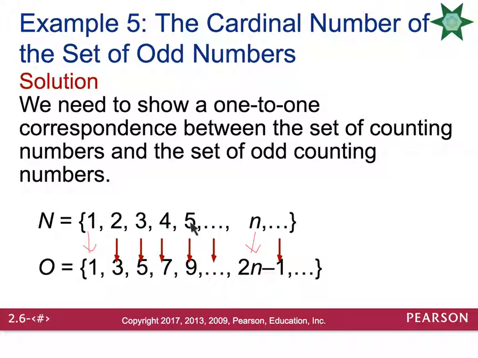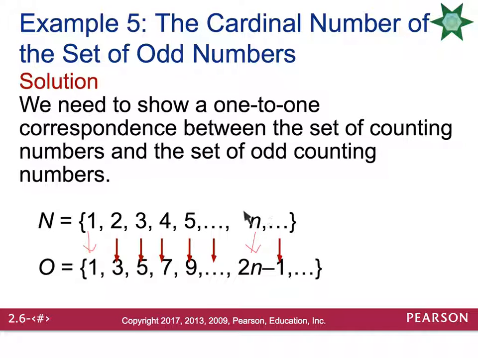What we're doing is doubling this and subtracting 1. 5 times 2 is 10, minus 1 is 9. 4 times 2 is 8, minus 1 is 7. 3 times 2 is 6, minus 1 is 5. 2 times 2 is 4, minus 1 is 3. And 2 times 1 is 2, minus 1 is 1. So we notice a pattern for how we get from here to here.